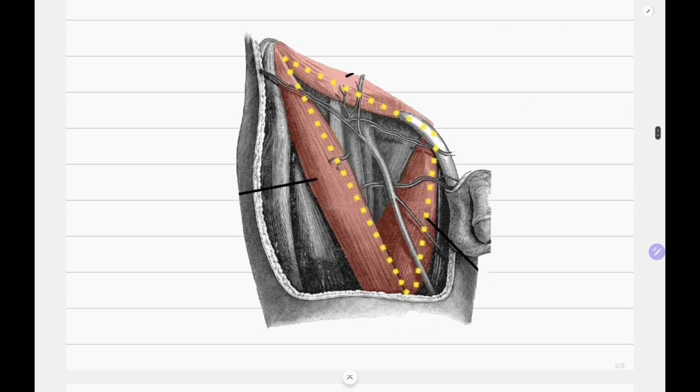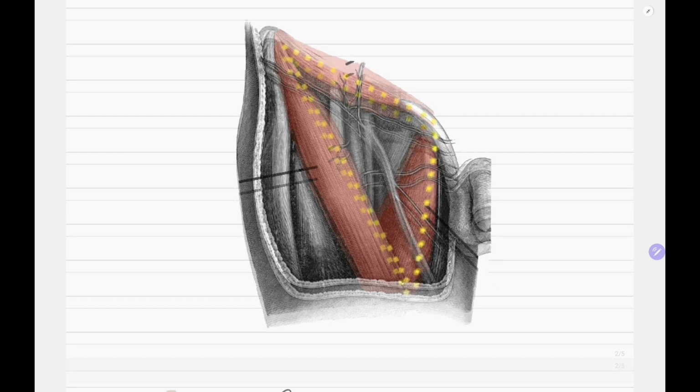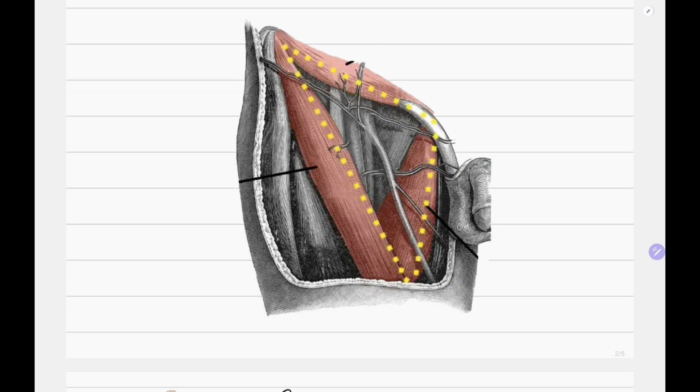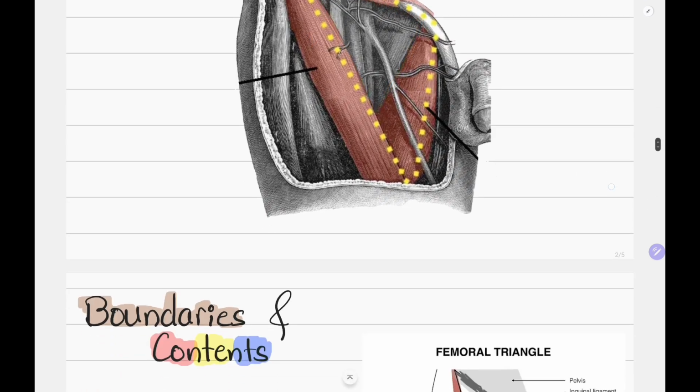This is another diagram just for your orientation. This is a section of the leg where we have taken out the skin and superficial fascia to show you these muscles and the triangular depression. This is our first, second and third muscle, and in between these muscles is a triangular depression which we regard as the femoral triangle. I hope you are able to appreciate.